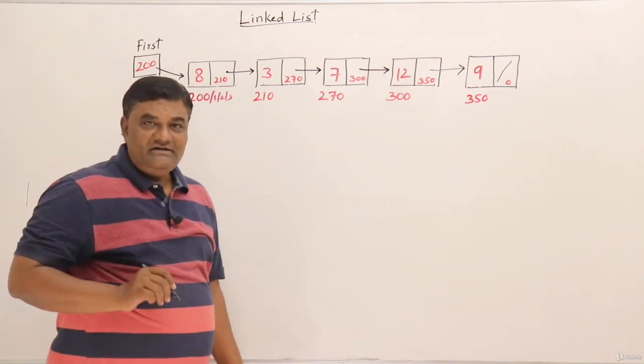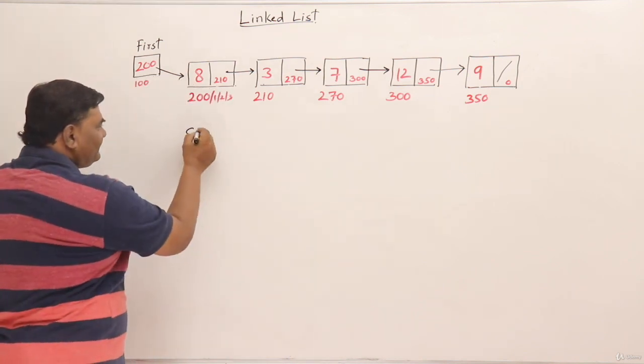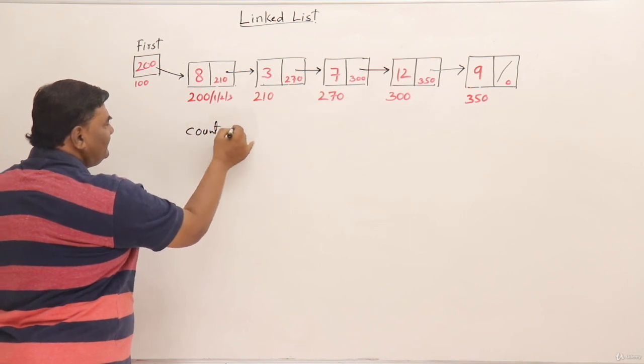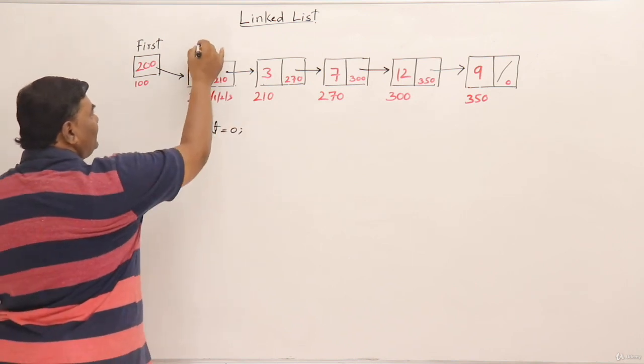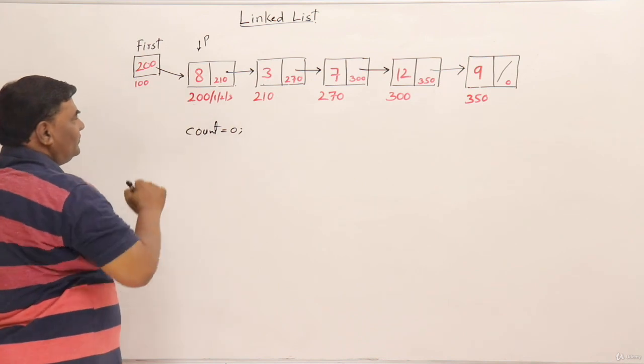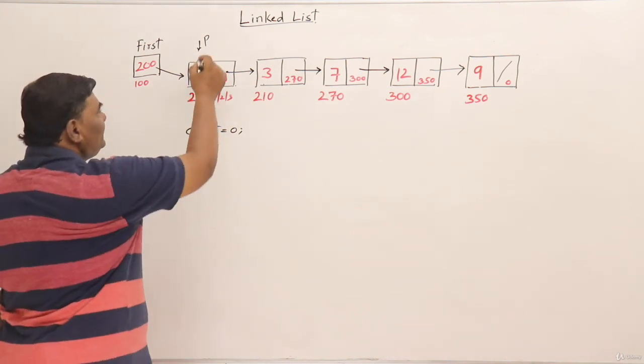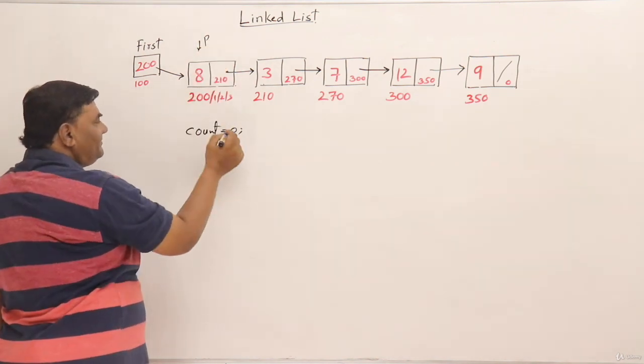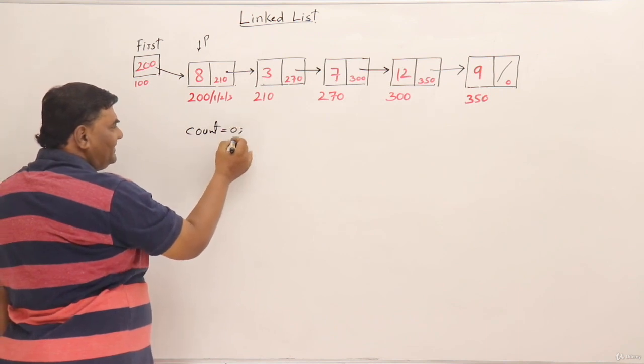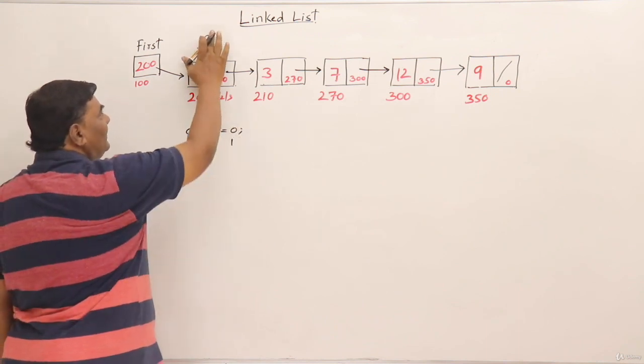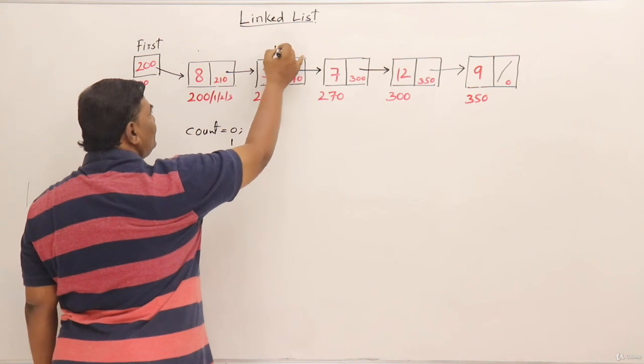So I'll show you the working. I should have some variable, let us say count, and that count is initially 0. Then I should have a pointer p pointing to the first node, whose address is 200. So this p will be 200. First step, increment count. So add 1 to it and move p to the next node.